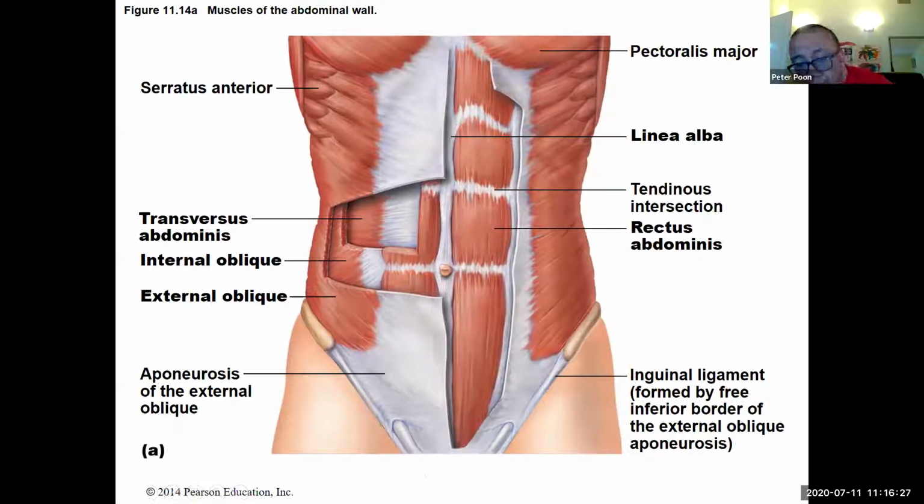The inguinal ligament will not be on the test. The linea alba may be. The inguinal ligament will become really important when we talk about the digestive system or the reproductive system and hernias.